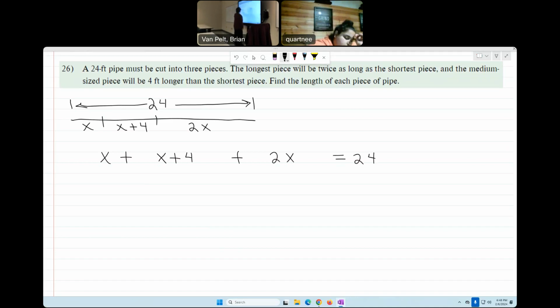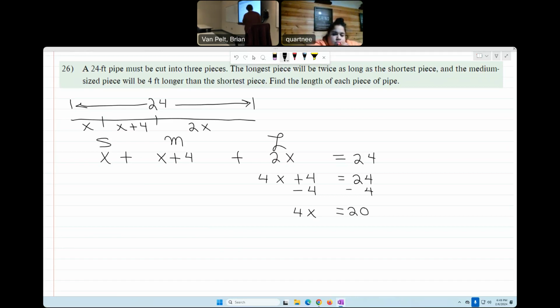So here's the small piece, here's the medium piece, and here's the long piece. Okay, I got it. Now you can combine like terms, so you get 4x plus 4 equals 24. So I get 4x equals 20, and divide by 4. So x equals 5.